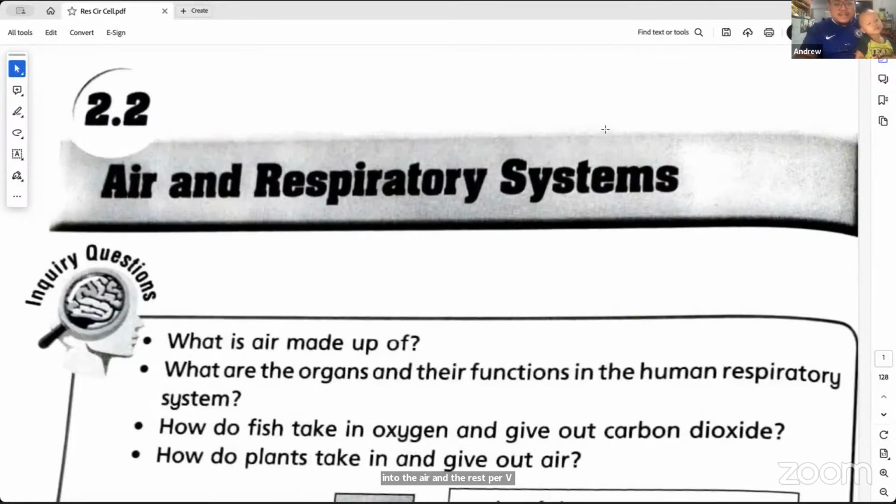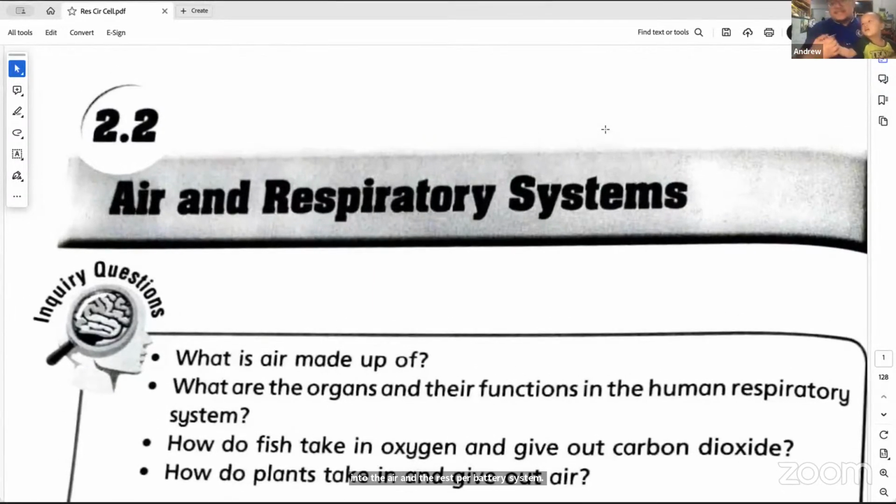So for a start, let me ask some of you, what is the air made of? What do you think the air is made of? Yes, Calvin. I think that the air is made of more than 99% nitrogen, oxygen, and argon, and less than 1% water, organic matter. Any other things?